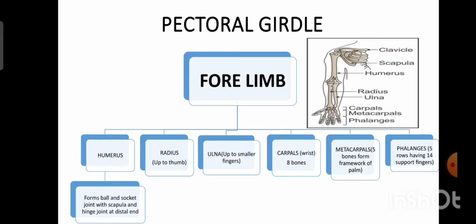Carpals consist of two rows of 8 short bones forming the wrist. The upper row articulates with the radius and forms the wrist joint. Metacarpals consist of 5 bones making up the palm of the hand. Each finger possesses 3 phalanges except the thumb, which comprises 2 phalanges.